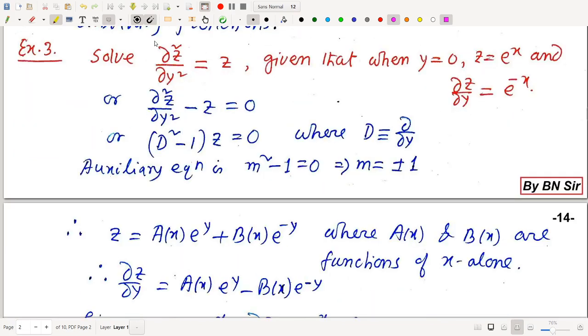Example number 3, solve ∂²z/∂y² equal to z, given that when y equal to 0, z is e^x and ∂z/∂y is e^(−x). Under this condition we have to find this particular solution.